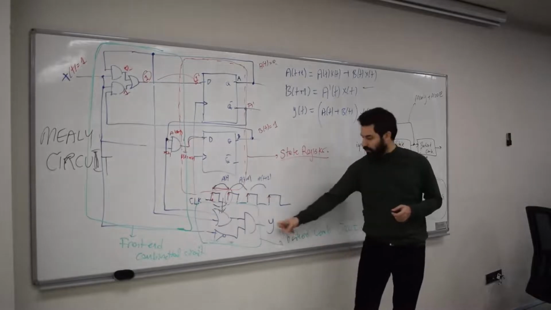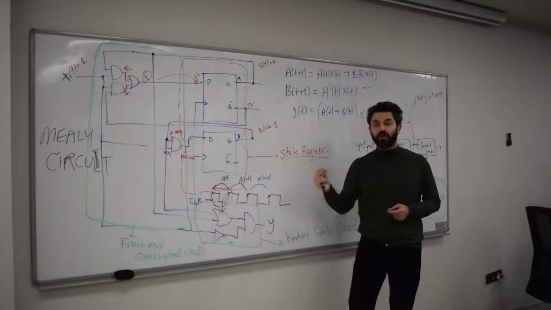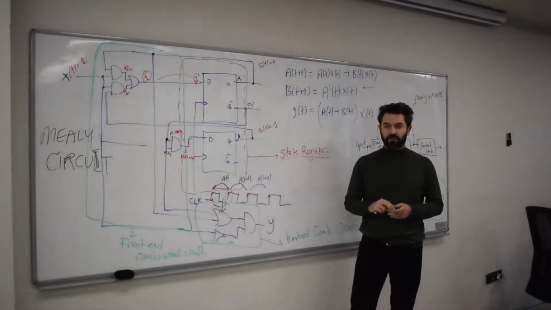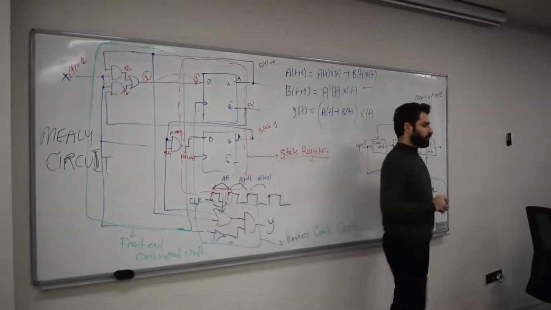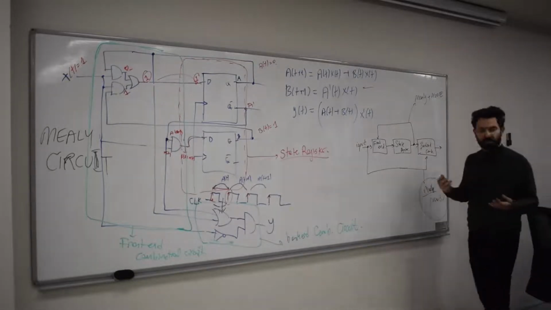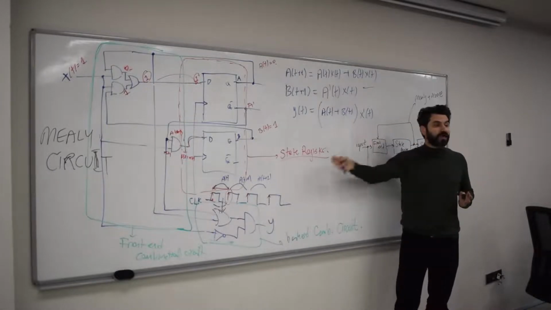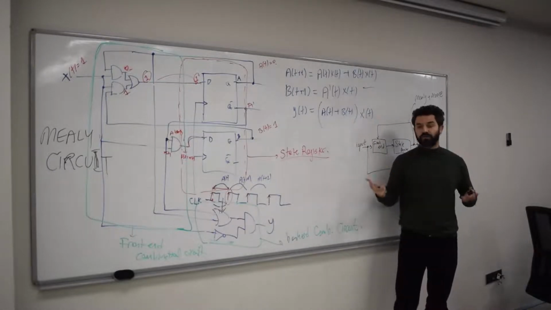Okay? So it doesn't wait. Y does not wait for the next rising edge to change. It changes automatically as X changes. So that's, for example, one of the major differences between Mealy and Moore. Sometimes you want synchronous circuits. And this is also going to create noise failure tolerance, for example.